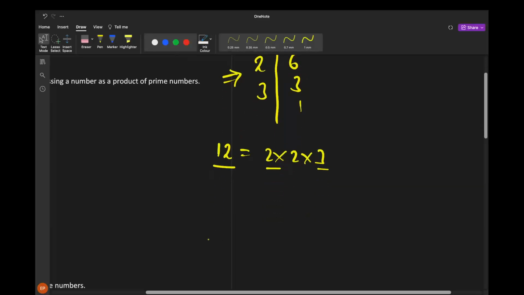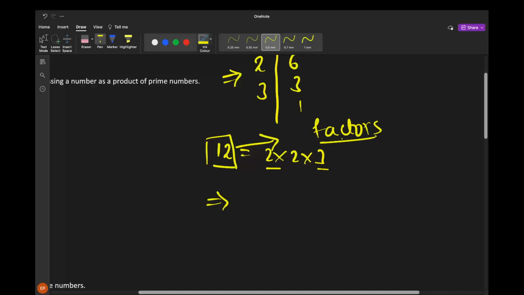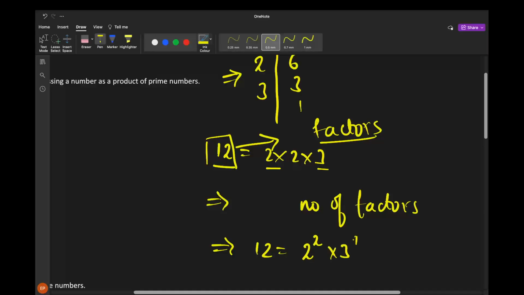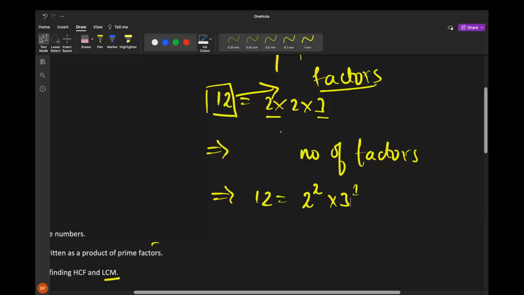And one more important thing, by writing prime factorization, we can tell for a given number how many factors are there. Means we can tell the number of factors for a given number if you write it in the form of prime factorization. Means 12 can be written as 2 into 2 into 3, right? Which means 2 square into 3 power 1, right? Because 2 into 2 means 2 square, 3 means 3 power 1.